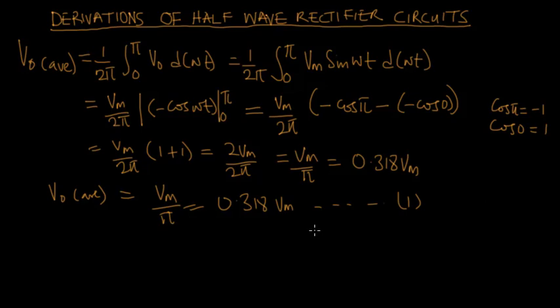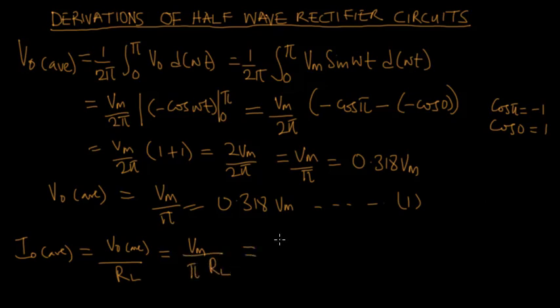Now let us look at the average load current. The average load current Iout average is given by Vout average over RL. That is, substituting for Vout average, which is Vm all over pi, then RL. So that gives us 0.318 Vm all over RL. I'll call this equation 2.